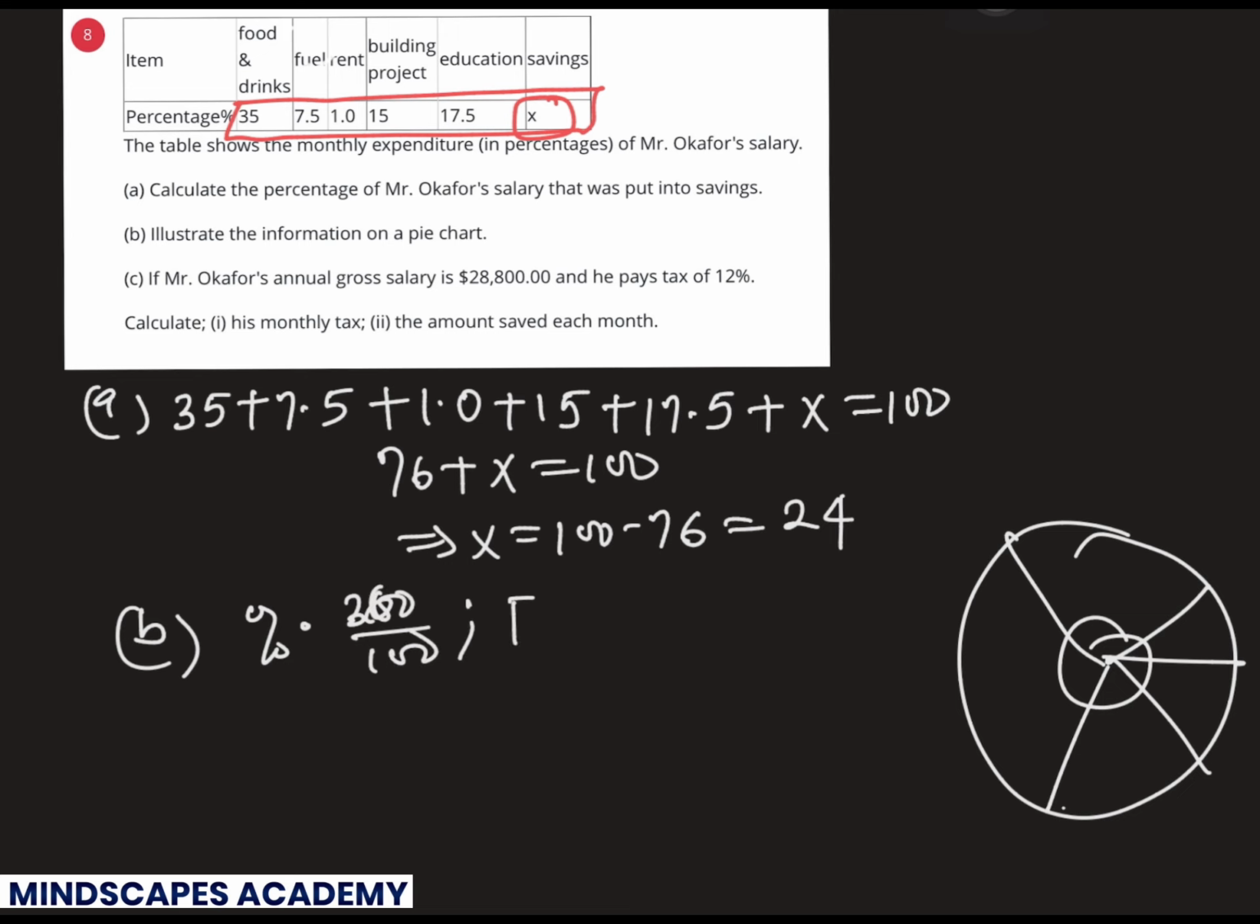For example, for food and drinks now. For food and drinks, the percentage is 35 multiplied by 360 divided by 100. So when you solve that, you get 126 degrees. So you do that for each of them.